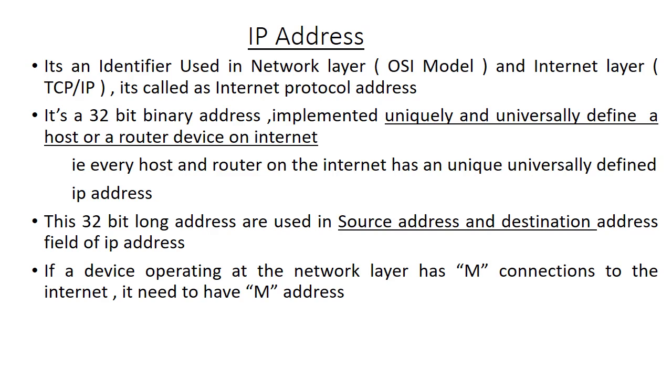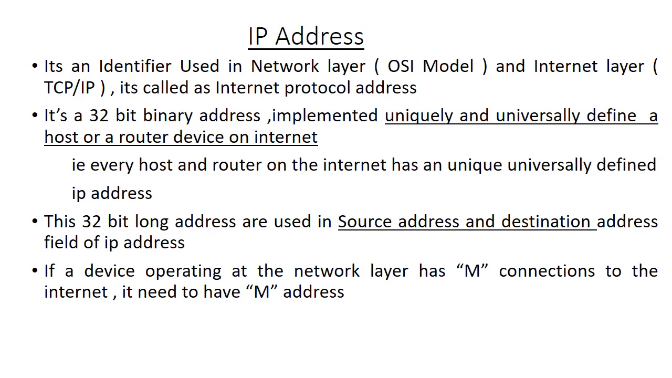The IP address can be a 32-bit binary address. The IP address is going to be represented in the form of binary. It will be unique and universally define a host or a router device on the internet. The IP address is uniquely defined for a host or a router connected on a network. For that, every host or router on an internet has a unique and universally defined IP address.